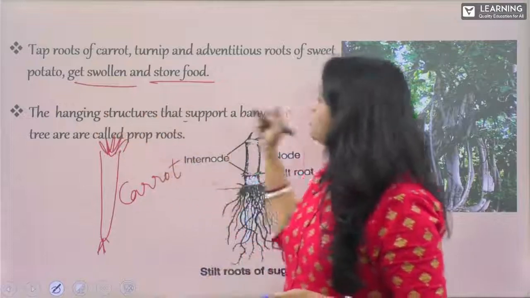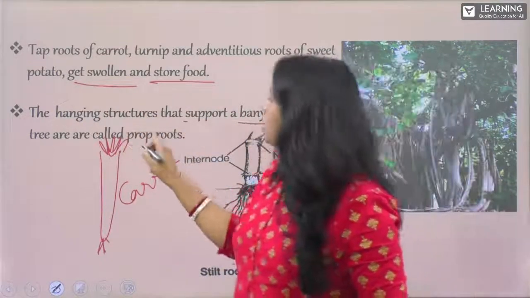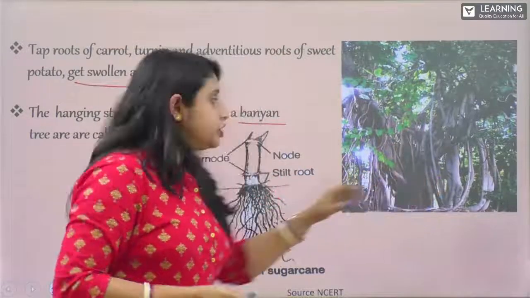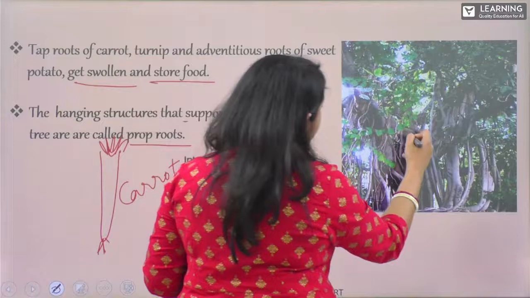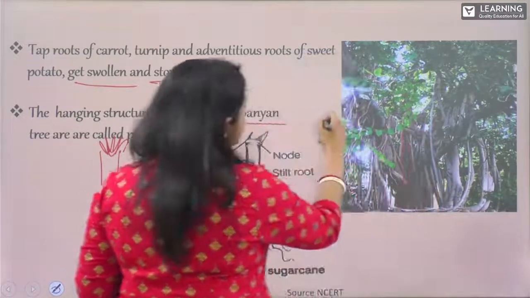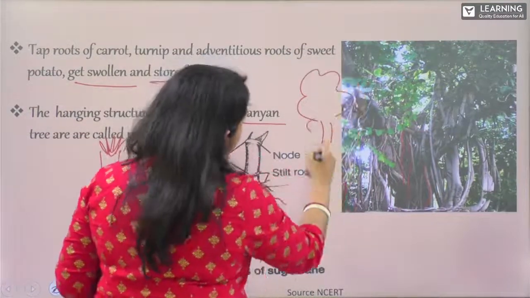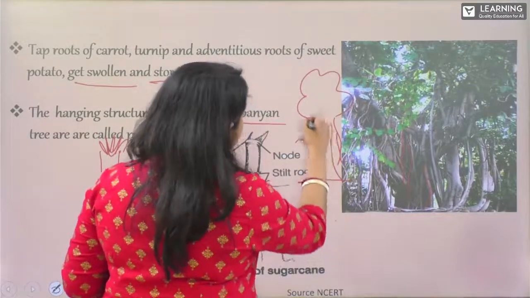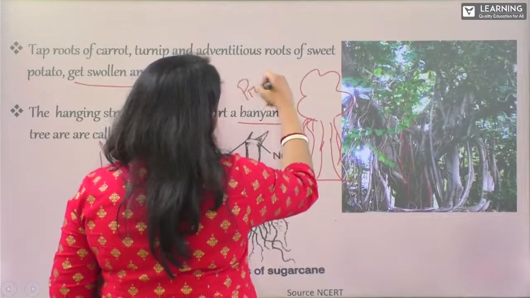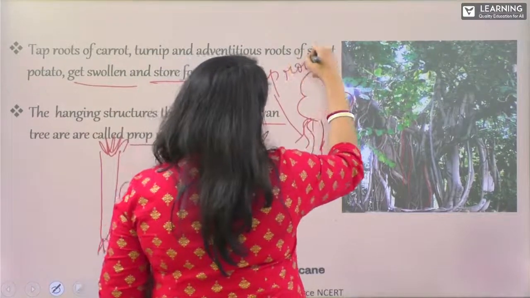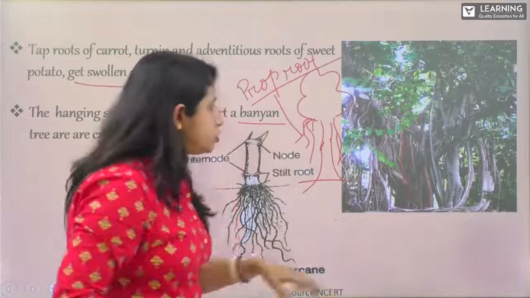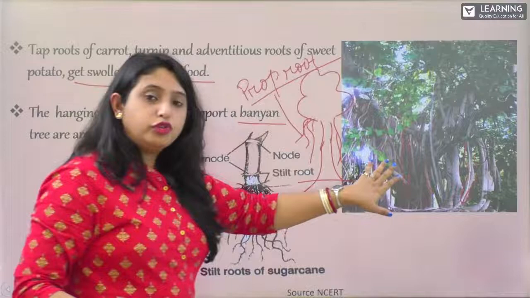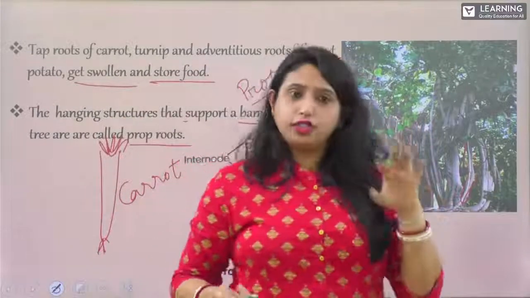Next, the hanging structures that support a banyan tree are called prop roots. Some of the roots in the case of the banyan tree, as you can see, are hanging, isn't it? So this is the plant. Here you will see some roots are hanging. These hanging roots are known as your prop roots. So these are the prop roots which provide support to the banyan tree.